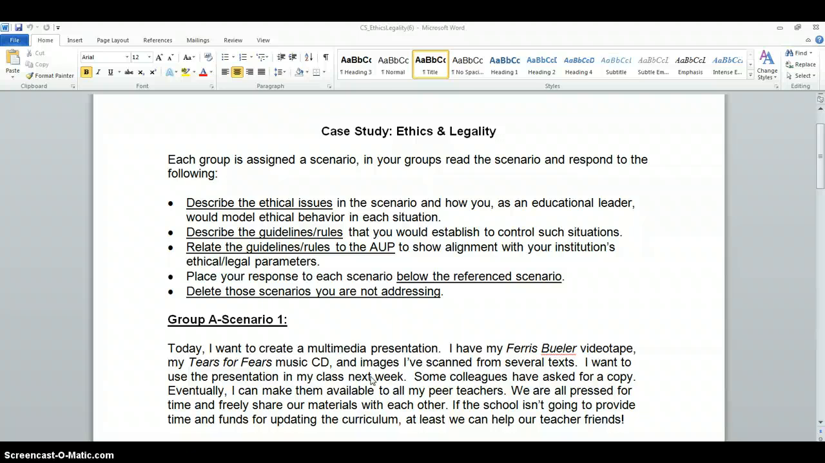The data that you need is just to find the acceptable use policy in the school, and then also read all the materials that are assigned this week, especially the PowerPoint, because it will help you to understand what is an AUP, what are legal issues, what are ethical issues.